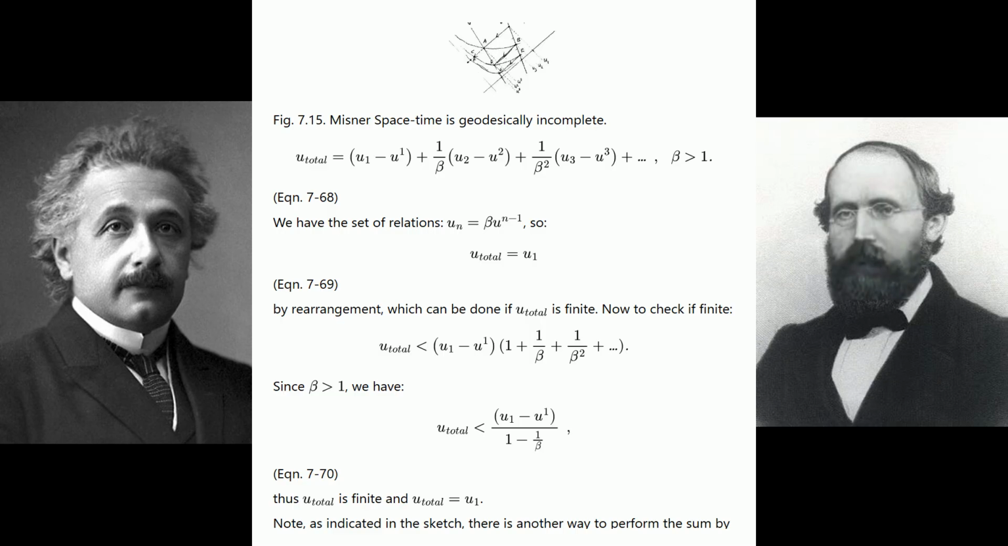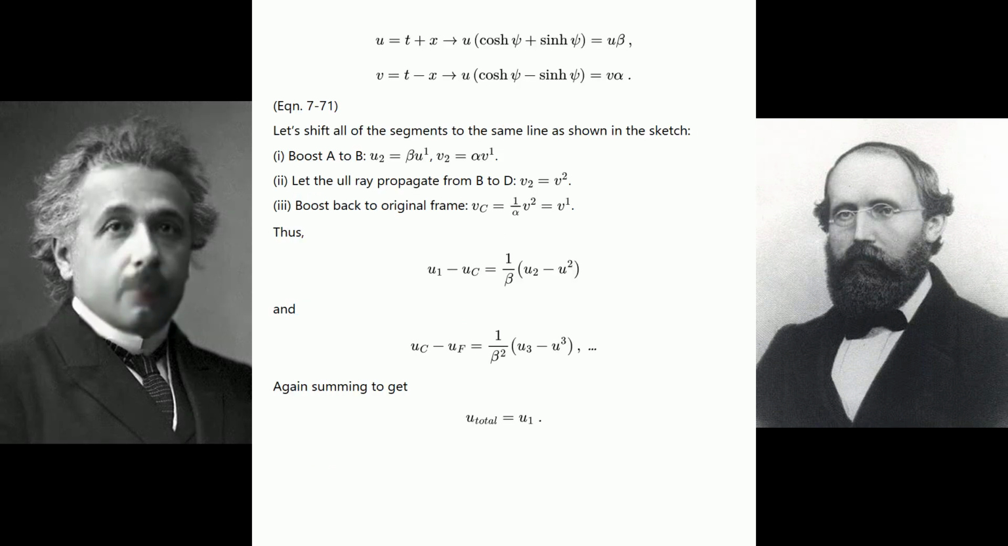Note, as indicated in the sketch, there is another way to perform the sum by using the boost relations on variables u and v. Equation 7-71. Let's shift all of the segments to the same line as shown in the sketch. 1. Boost A to B. U_2 equals β u_1. V_2 equals α v_1.